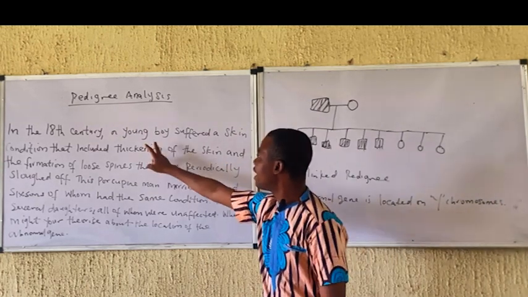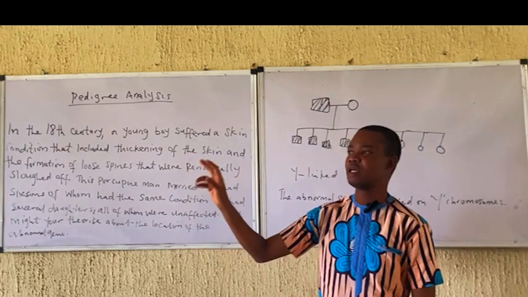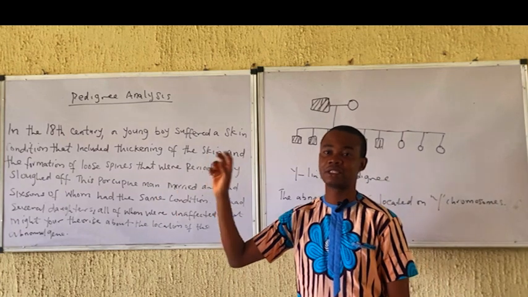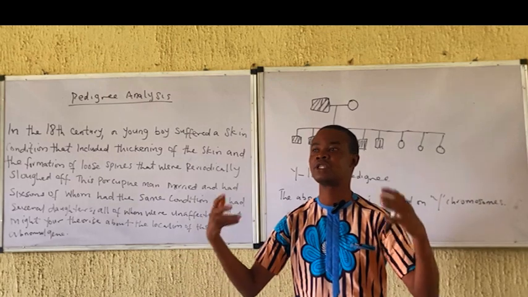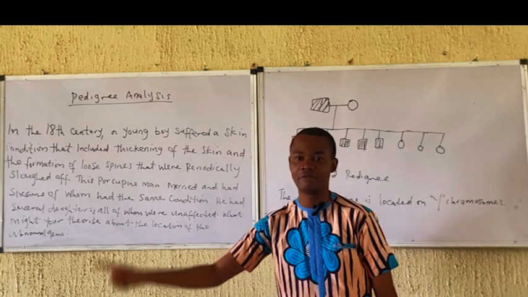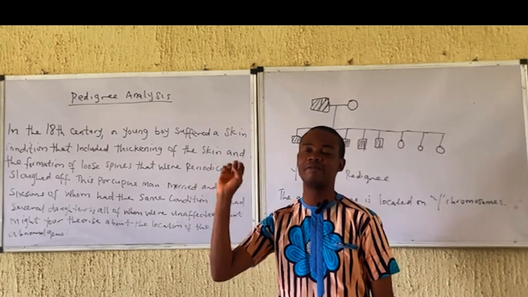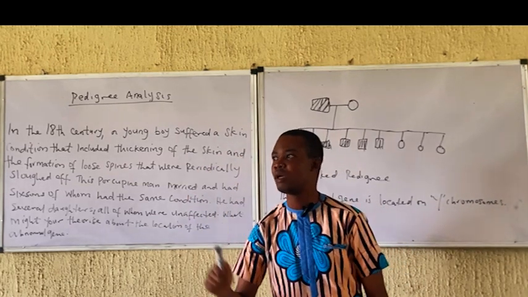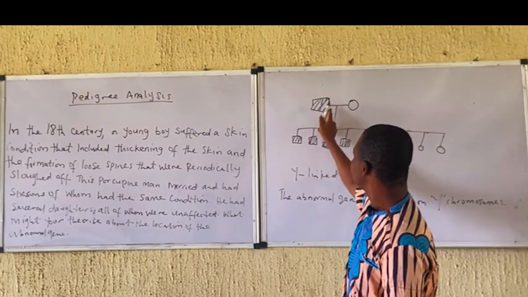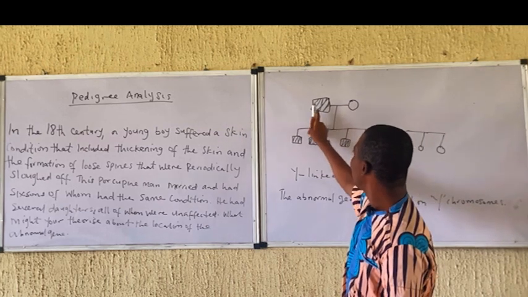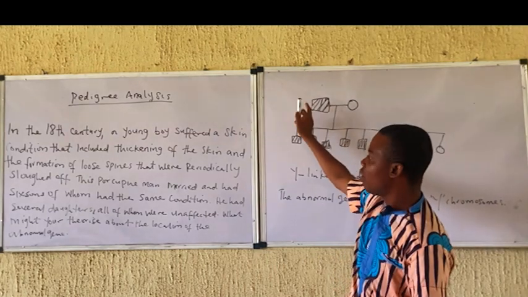From the question, a young boy suffered a skin condition. So that means that the young boy is affected with a certain skin condition, so the skin condition is expressed. And don't forget, from the symbols of pedigree analysis, when someone is a male and that person is affected, the symbol we use to represent that condition will be a square shape and it will be shaded. You can see it is shaded from this symbol.